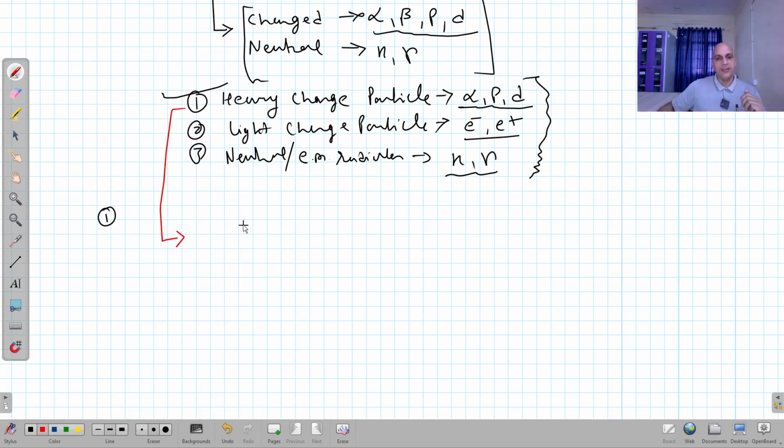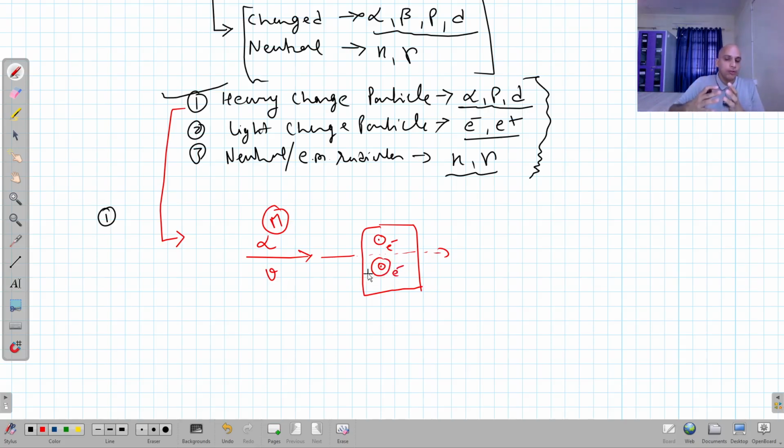We know very well, if we have a heavy charged particle going in this way, suppose it is an alpha particle, it is moving with velocity v, it has mass capital M, and it is going to pass through this medium. When it passes through this medium, obviously it is going to interact with the electrons of the medium. I mean it is going to exert a force on the electron, it is going to have a collision with the bound electrons.